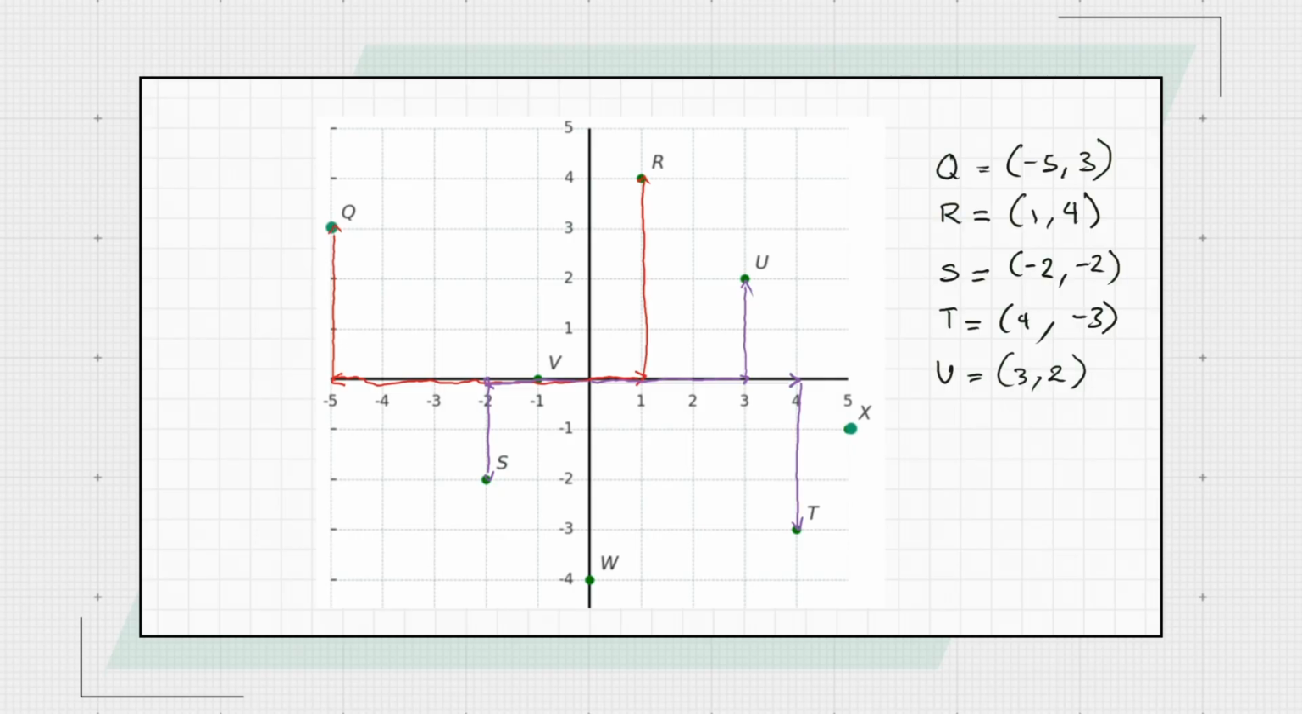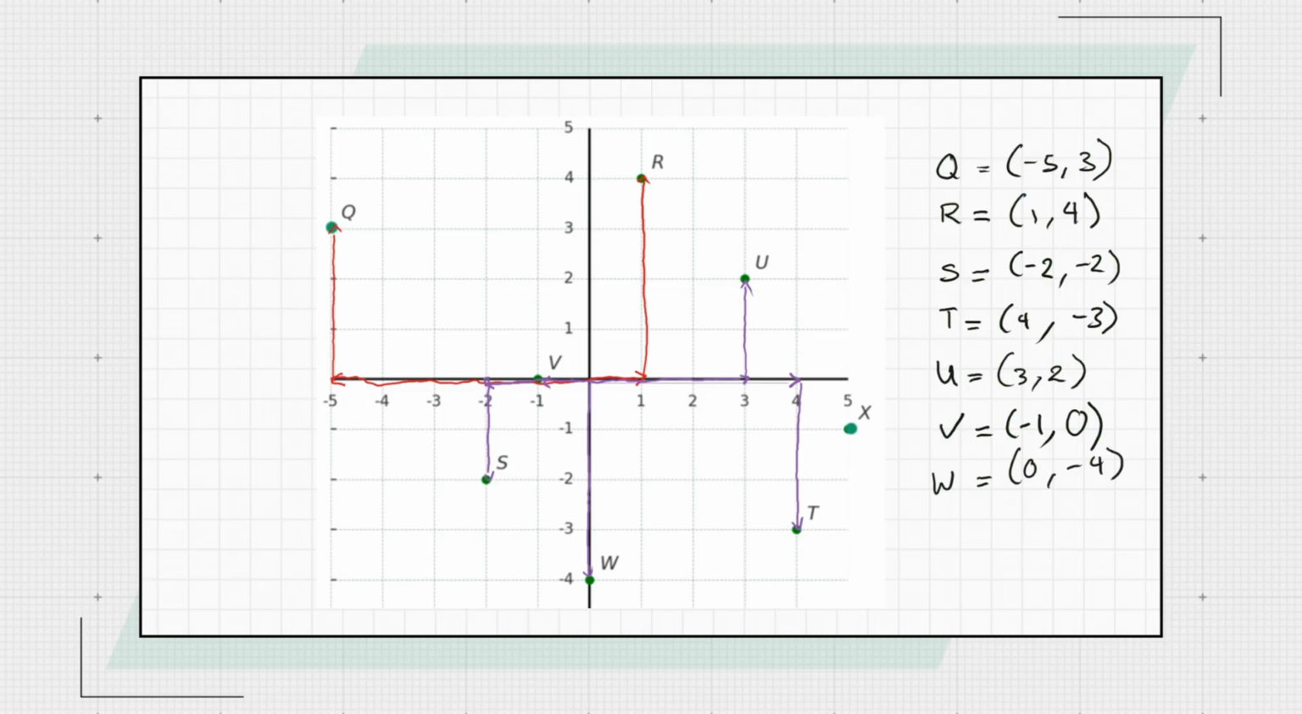Okay, next up is V. So for V, our x-coordinate is -1. So this is a U, this is a V, so we have -1. And our y-coordinate is 0, because we haven't moved off the line at all. Alright. Let's do W. W, our x-coordinate is going to be 0. And our y-coordinate is going to be -4. So 0, -4.